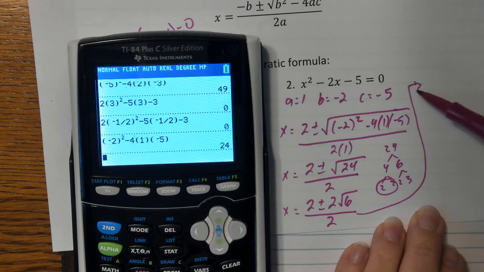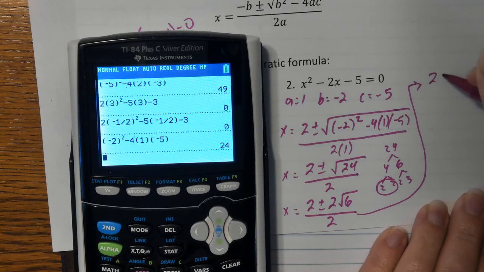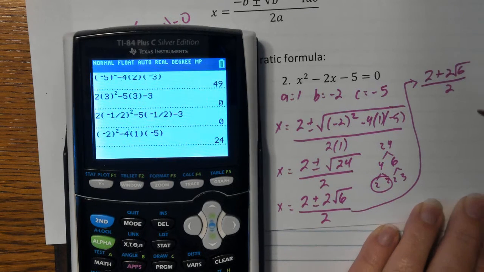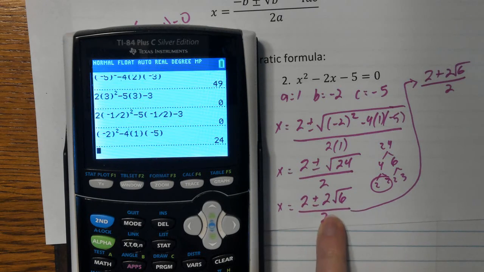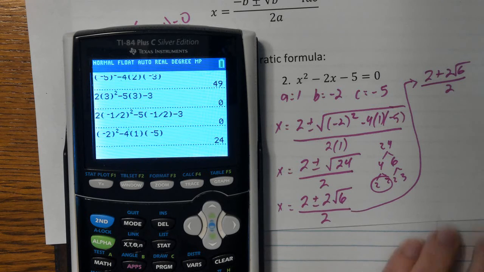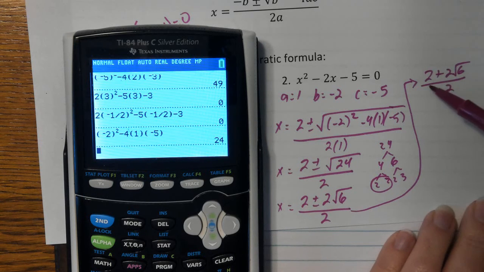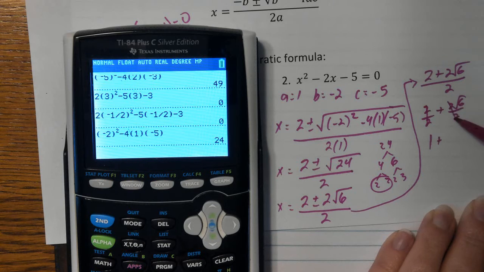All right. So one of my answers is 2 plus 2 square root of 6 divided by 2. And the other answer is 2 minus 2 square root of 6 divided by 2. Okay. Notice that in this case, both the 2 and the 2 square root of 6 are divisible by 2. So 2 divided by 2 is 1. 2 divided by 2 here is also 1. So I've got 1 plus the square root of 6. That's one of our answers.